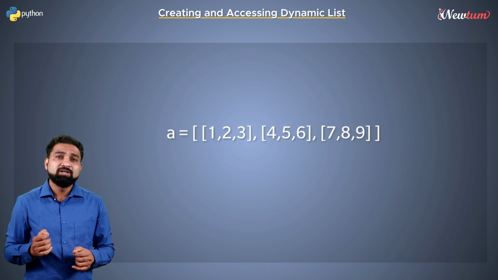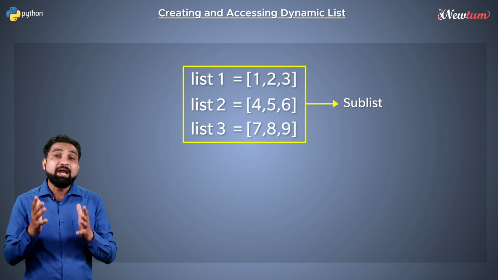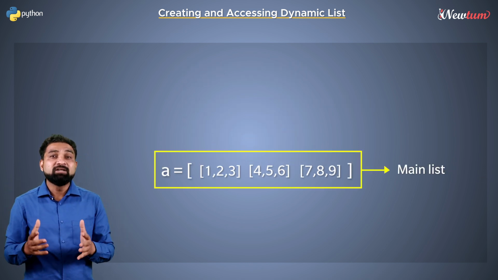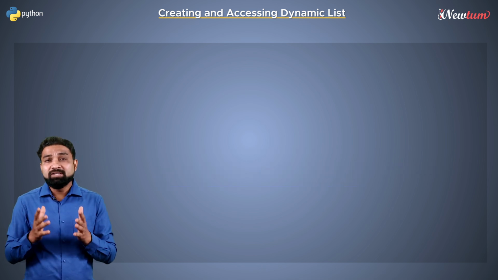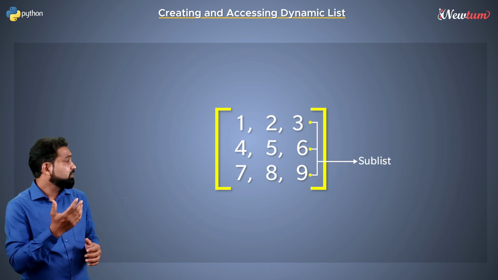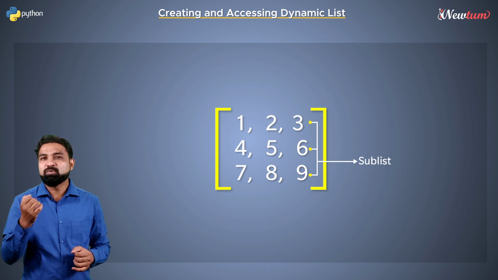So logic is to create 3 lists. We call them sublist and append that list to the main list. It will get us a 3x3 nested list. Just imagine it like a 3x3 matrix. Here, each row represents a sublist in the main list. Let's see how to do that in programming.